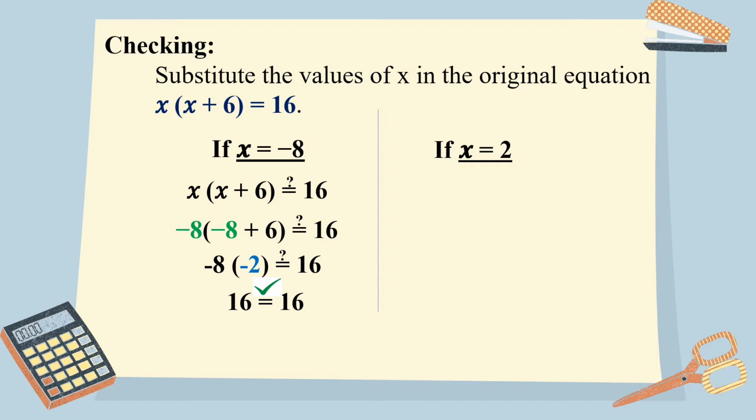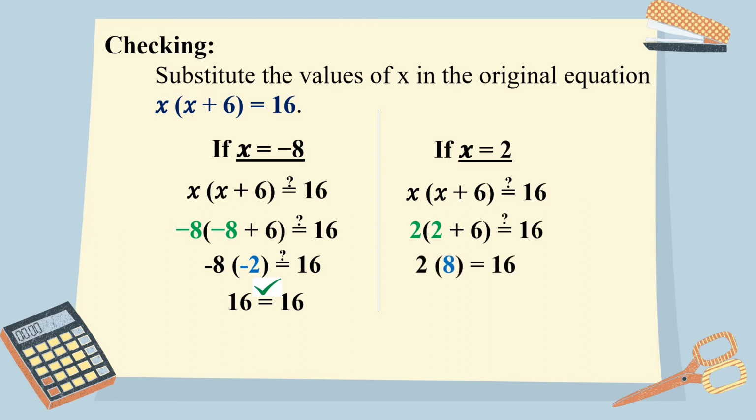Now, let's do the same if x is equal to 2. Substitute the value of x, which is 2. 2 quantity 2 plus 6 is equal to 16. 2 plus 6 is equal to 8, and 2 multiplied by 8 is equal to 16, and this is another solution. Therefore, both solutions are true.